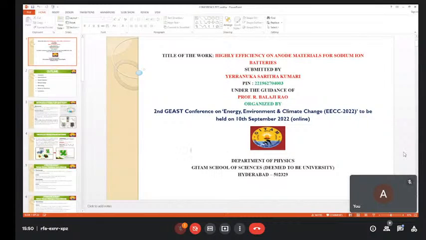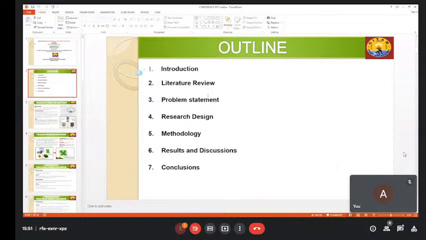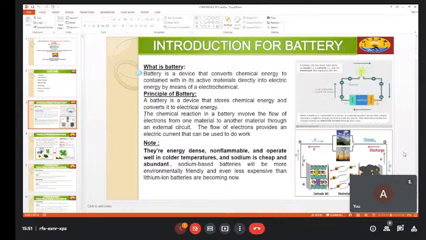Good evening, everyone. This is Sarita Kumari, under the guidance of Professor R. Balaji Rao. I am a part-time research scholar, Department of Physics, GITAM School of Science. Let us discuss the introduction to the battery, literature survey, problem statement, research design, methodology, results and discussions, and conclusion. Now coming to the introduction for our battery.